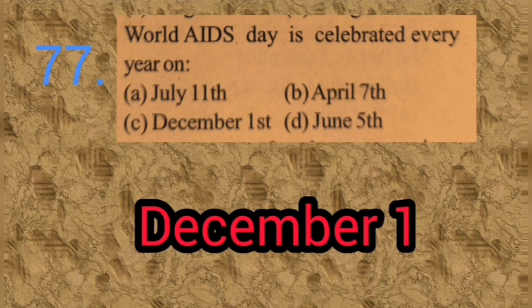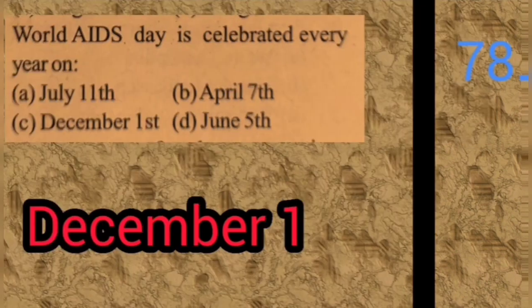World AIDS Day is celebrated every year on? Options: A, July 11th; B, April 7th; C, December 1st; D, June 5th. Option C is right, that is December 1st. World AIDS Day is celebrated every year on December 1st.